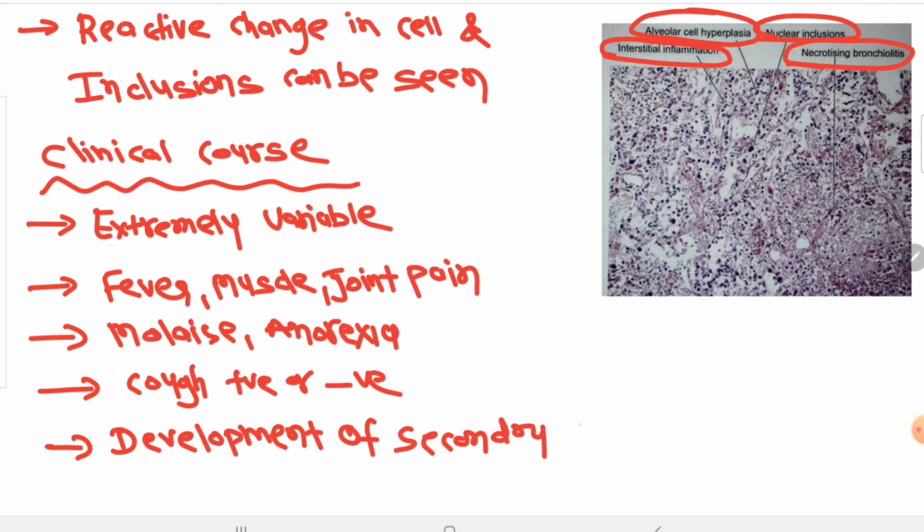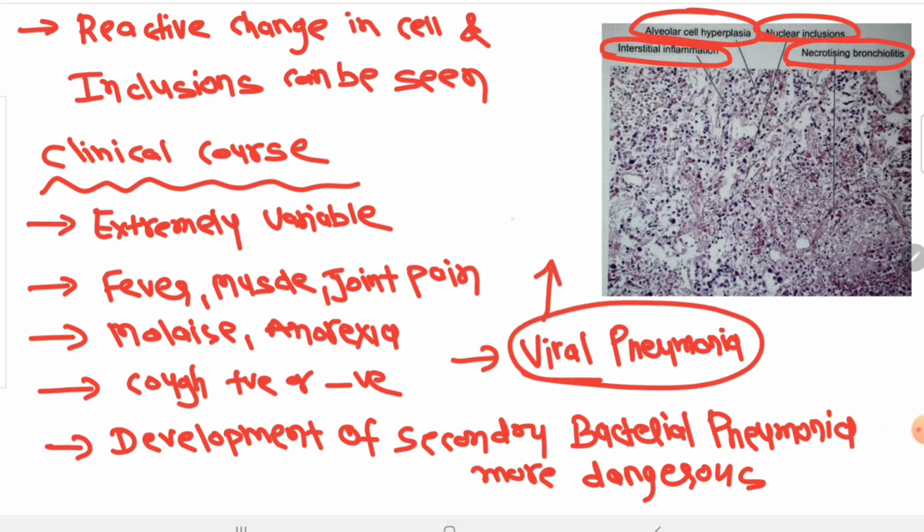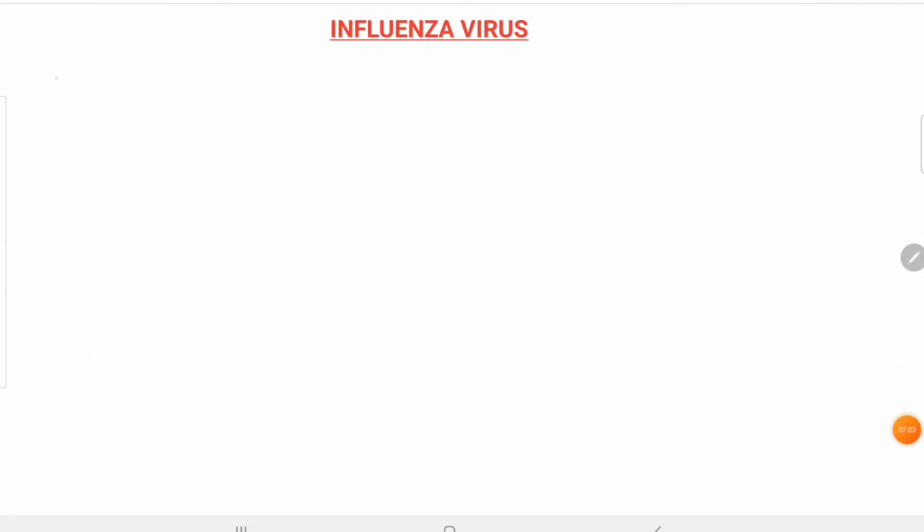There could be development of secondary bacterial pneumonia. Secondary bacterial pneumonia can develop, and that is more dangerous. Patient can die because of development of secondary bacterial infection. And viral pneumonia has epidemic potential. That is the main danger behind the development of viral pneumonia. It can spread to the community. Epidemic and pandemic potential is there.